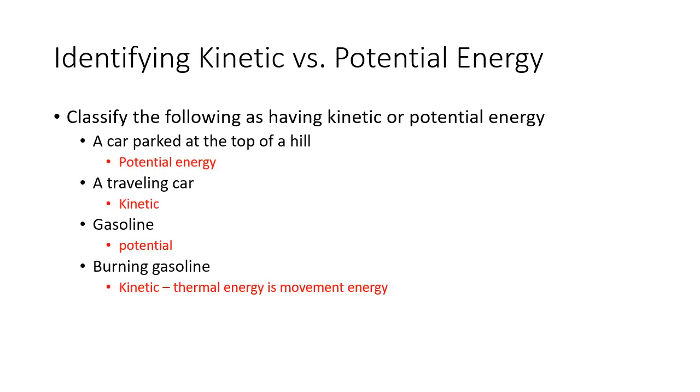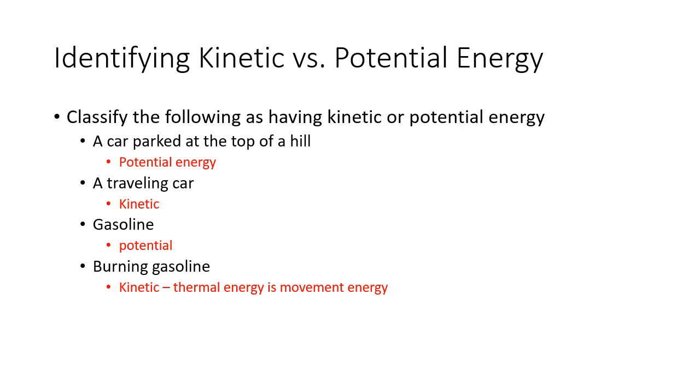Okay, so a car parked on top of a hill is not moving. It's at the top of a hill, so it could roll down the hill. Therefore, it has stored or potential energy. A traveling car is moving, and therefore it is kinetic energy.